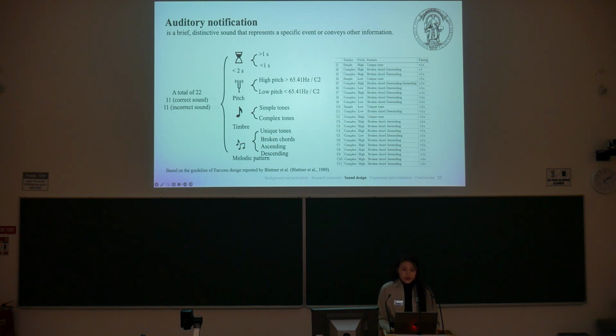A total of 22 auditory notifications were produced. 11 represent the correct sound, and another 11 represent the incorrect sound. We classified the sound parameters based on timing, pitch, timbre, and melody pattern, because we want to explore parameter preference.